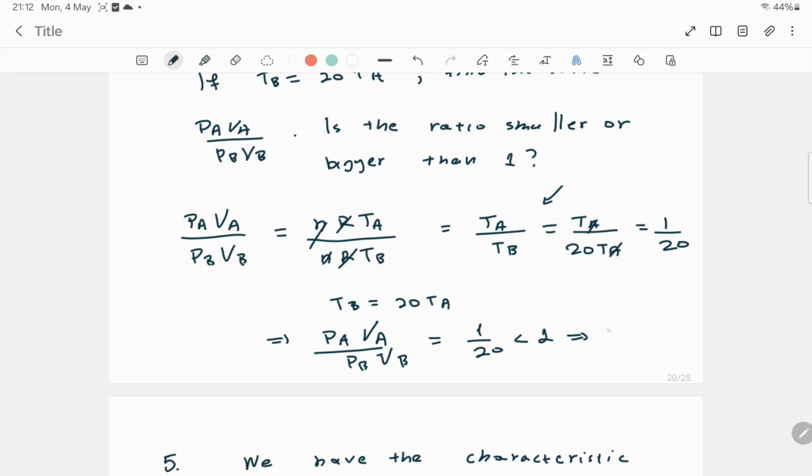Or you can write the following, that PA VA is less than the product PB VB, or you can write it in this way.